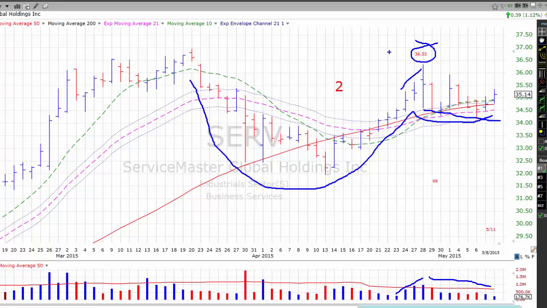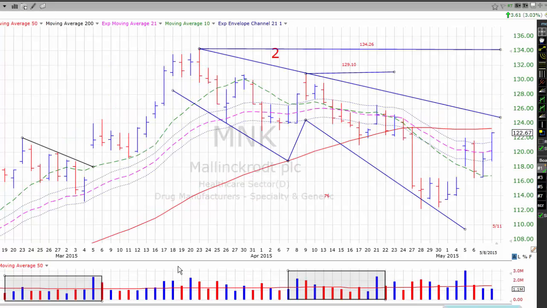Final stock I want to take a look at is Mallinckrodt. Mallinckrodt develops generic and branded pharmaceuticals and active pharmaceutical ingredients to treat pain and related conditions. There is a lot going on with this chart. Primarily, we have two things that we're watching.